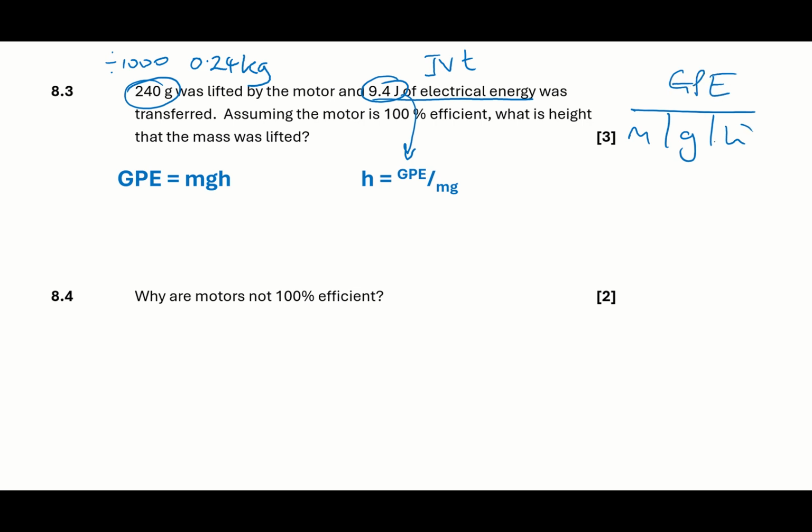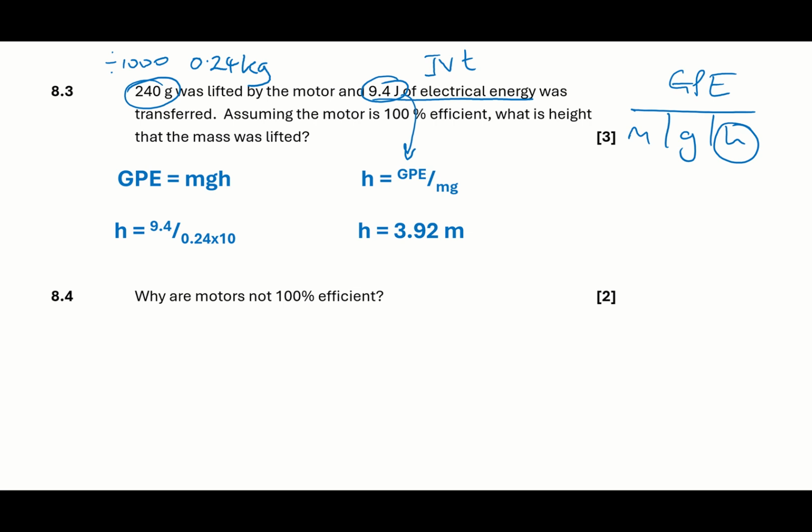It says what's the height? So we can see h equals GPE over mg, this part here, and then I just put my numbers in. 9.4 is the electrical energy that we're saying all went to GPE, divided by 0.24 times 10, and there's the height, 3.92.